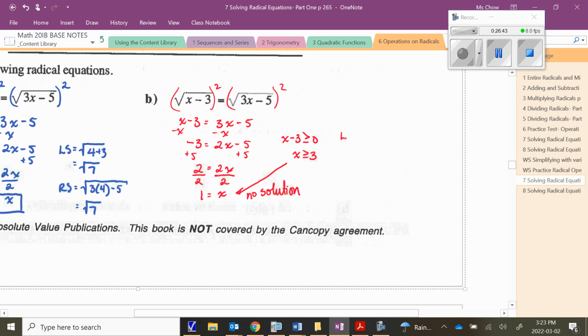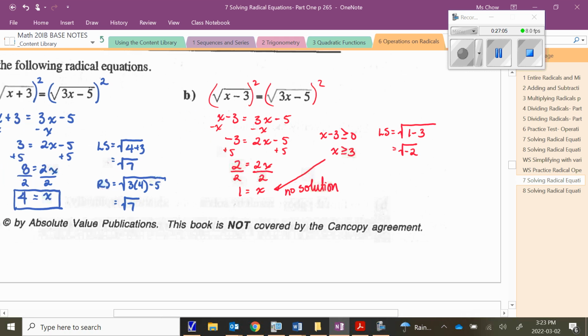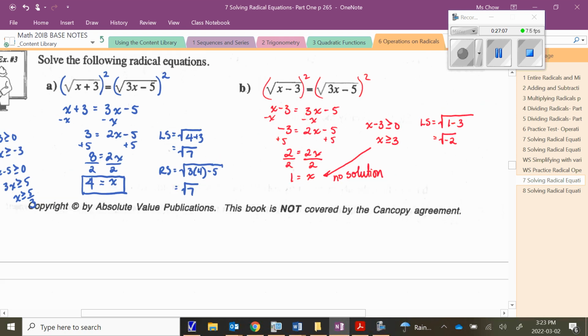Well, if we did a left side, right side check, left side is x minus 3, so 1 minus 3, left side is a square root of negative 2. So right there, that should also give me reason to pause, because we've got a square root of a negative, which is not going to work. So 2 good reasons right there why we have actually no solution. It is an extraneous solution.